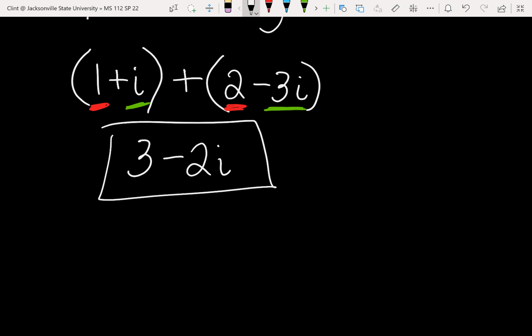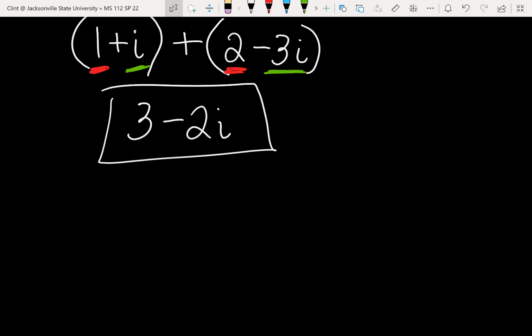Question? Not bad, right? Okay. So addition, nothing much to it. You just add the real parts, add the imaginary parts.